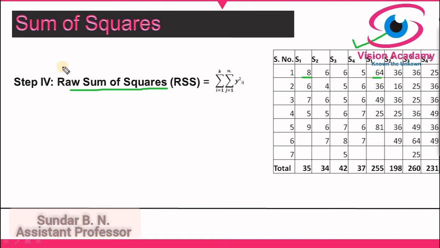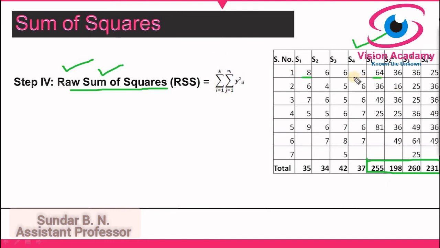Since it is raw data, we have taken a raw sum of squares, and once we square the raw data we have to sum it. So we have squared the raw data, 8 into 8 is 64, 6 into 6 is 36, like that we have squared the raw data, and at the end we have to sum all the squared raw data. So that is the raw sum of squares. In this table I have squared all the raw data first, and at the end I have added each school's squared data. So what is this formula?